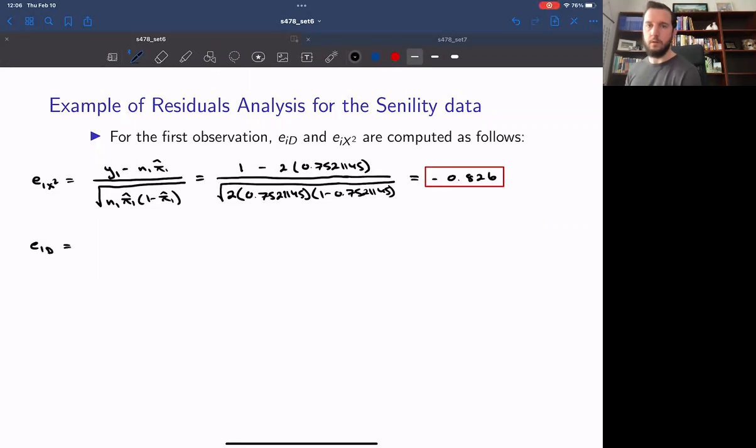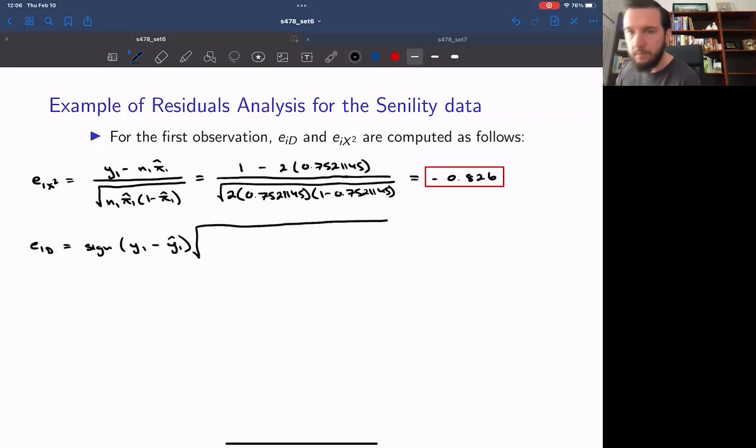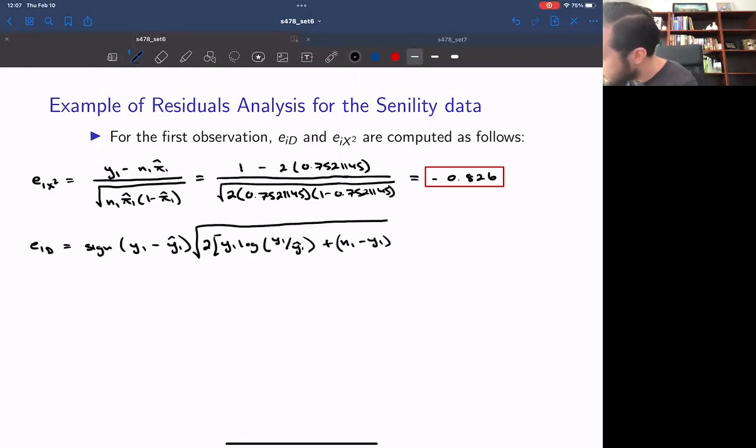And then for the deviance residual, we're going to have the sign of y1 minus y1 hat, multiplied by the square root of 2 times y1 log y1 over y1 hat, plus n1 minus y1 times log of n1 minus y1 divided by n1 minus y1 hat.